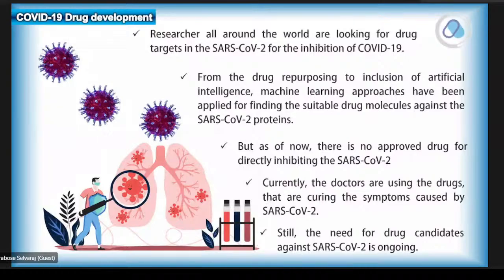So how can they treat it? If you have a fever, the doctor gives medicine for fever based on the symptoms. If you have a headache, the doctor will give you syrup for the headache. Likewise, based on the symptoms, they are giving the drugs.